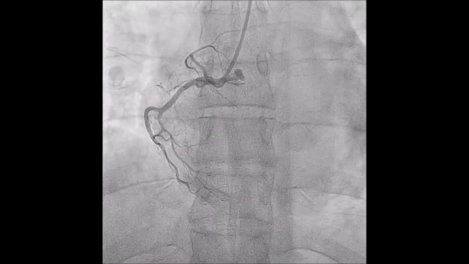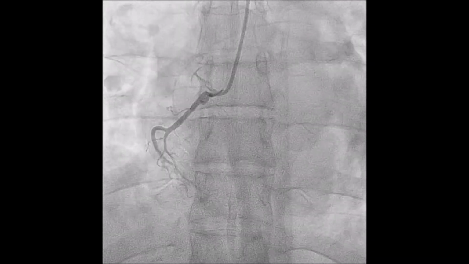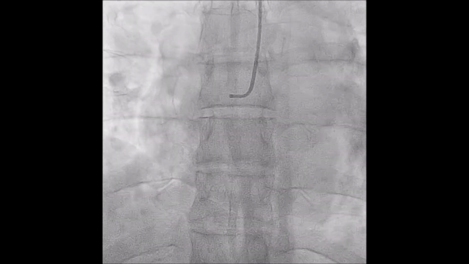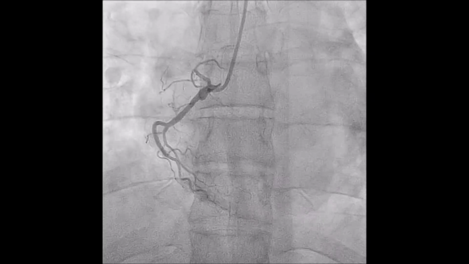In this case, cardiac catheterization was performed, and as you can see, the right coronary artery is open, its development is short, and it does not have significant lesions. Let's take a look now at the left coronary tree.